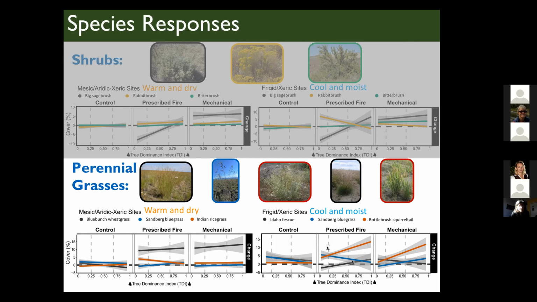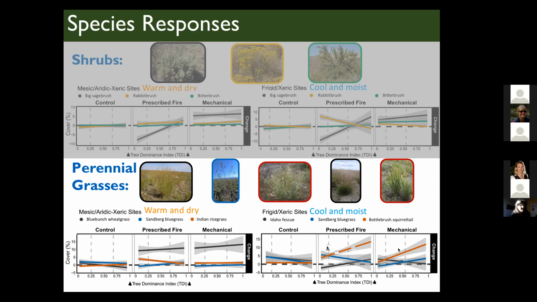For Sandberg bluegrass, we saw a stronger response at the cool and moist sites than the warm and dry sites. And again, these relationships were inversely related with TDI, depending on the treatments. And then bottlebrush squirreltail pretty consistently increased with both treatments, particularly at high TDI.